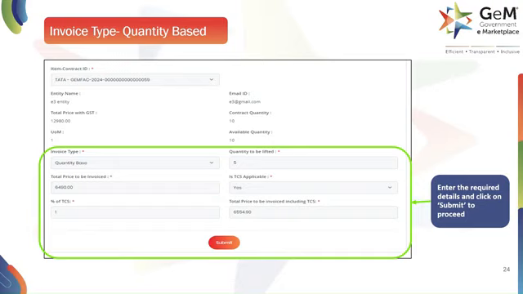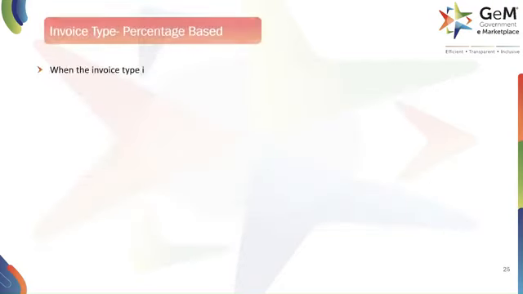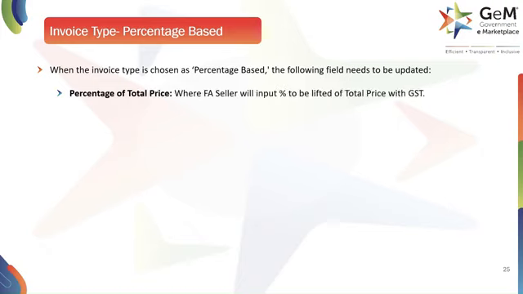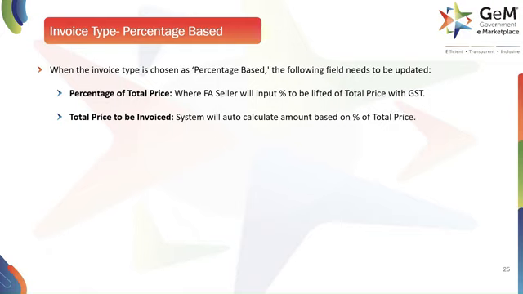When the invoice type is chosen as percentage-based, the following field needs to be updated: percentage of total price, where the FA seller will input the percent to be lifted of the total price with GST. Total price to be invoiced: the system will auto-calculate the amount based on the percent of total price. Is TCS applicable? If selected as no, no further inputs will be required.